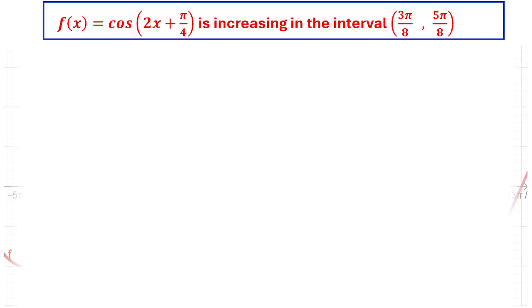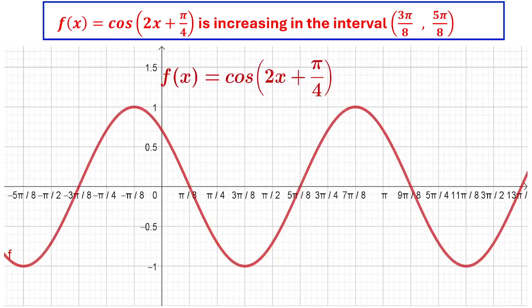Can we look at the graph of it? Fantastic. This is the graph of it. You are seeing from 3 pi by 8 to 5 pi by 8. See the x-axis. From 3 pi by 8 to 5 pi by 8, the curve is going up, up, up. Therefore, it is increasing.